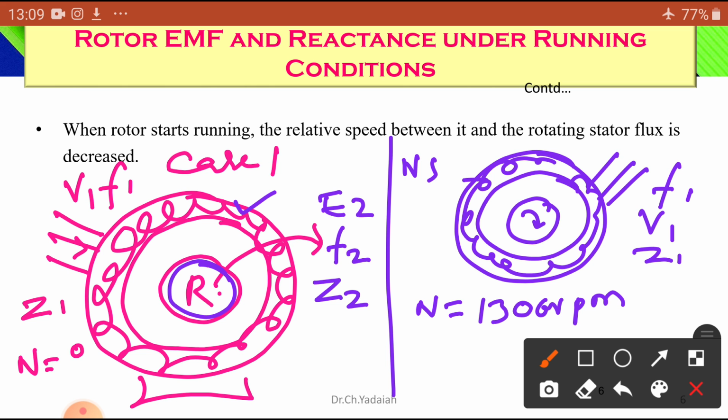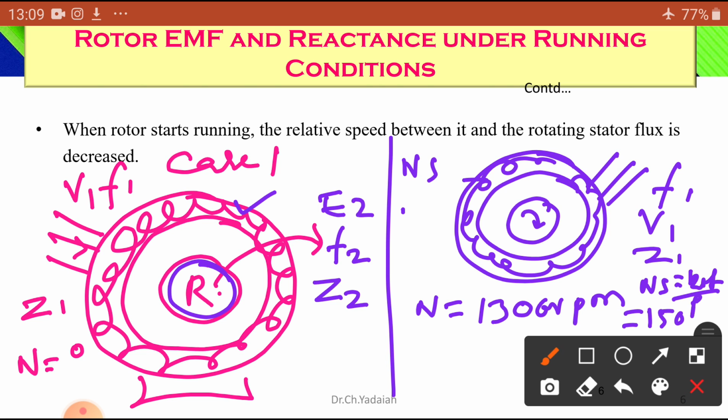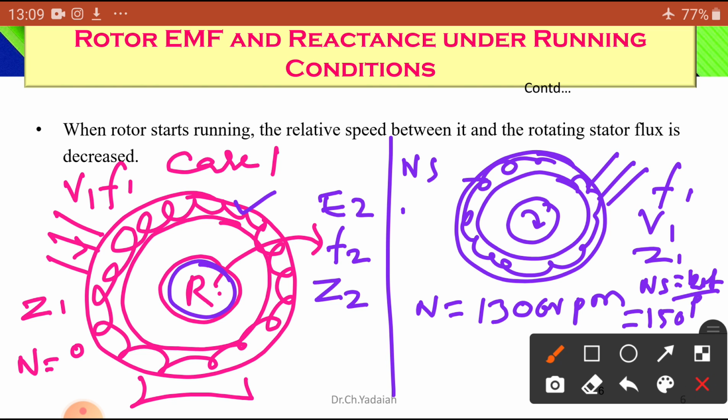Okay, let us assume a 4-pole machine. So ns is equal to 120 F by P, where P is the number of poles, and we are going to get 1500 rpm. Now, here the rotor speed is 1300 rpm, so the rotating magnetic field is 1500 rpm. What is the difference? ns minus nr, the slip speed, is nearly 200 rpm.